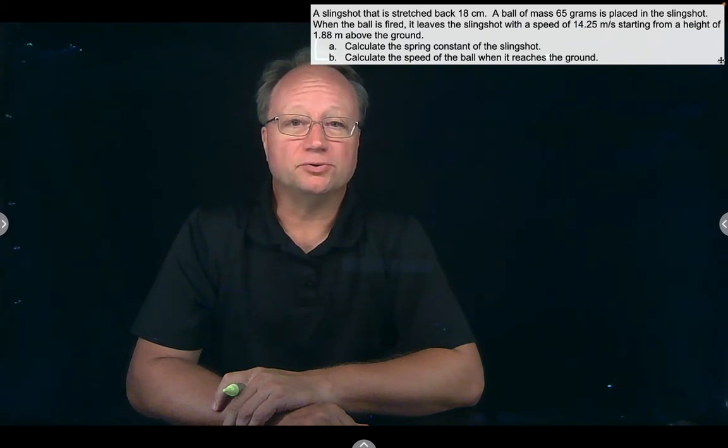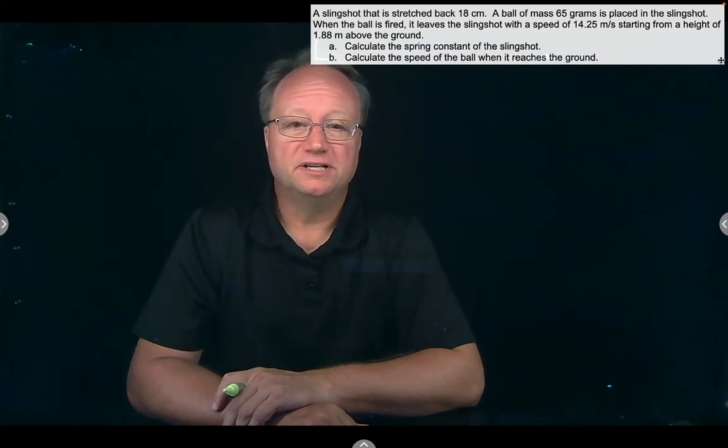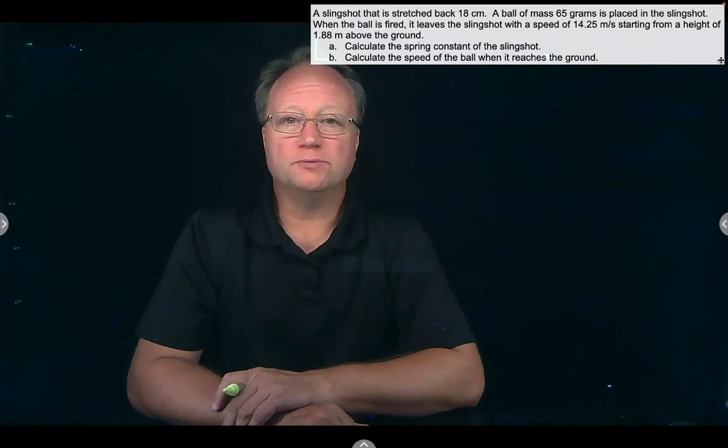So here we have a situation dealing with a slingshot. The slingshot is stretched back 18 centimeters. A ball of mass 65 grams is placed in the slingshot. When the ball is fired, it leaves the slingshot traveling at a speed of 14.25 meters per second at a height of 1.88 meters above the ground. We want to calculate the spring constant in A and then the speed when the ball reaches the ground in B. So we have a lot of given information.